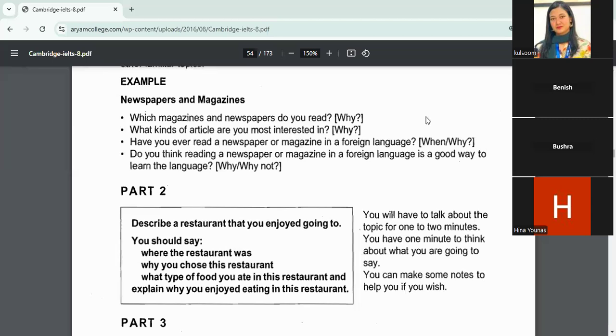उसके बाद आ जाता है पार्ट 2. एग्जामिनर बोलेगा कि नाउ लेट्स मूव टू पार्ट 2. बिल्कुल बात करते हैं आपसे इस तरह. एंड आई एम गोइंग टू गिव यू अ टॉपिक. यू हैव 1 minute टू प्रिपेयर योरसेल्फ. यू कैन मेक नोट्स इफ यू वांट टू. एंड देन आफ्टर 1 minute यू विल हैव टू स्पीक फॉर 2 to 3 minutes अबाउट दैट टॉपिक.